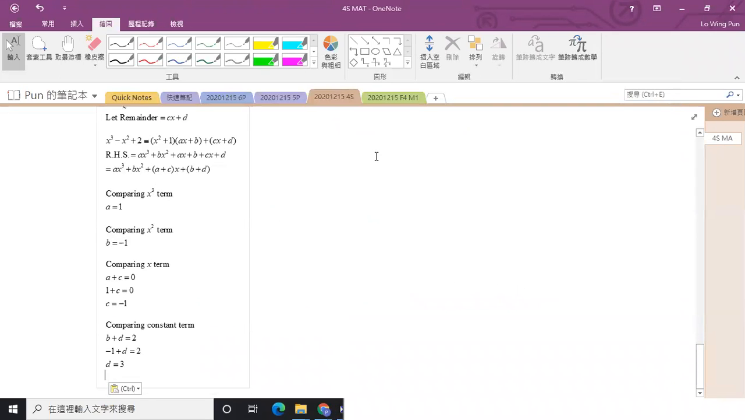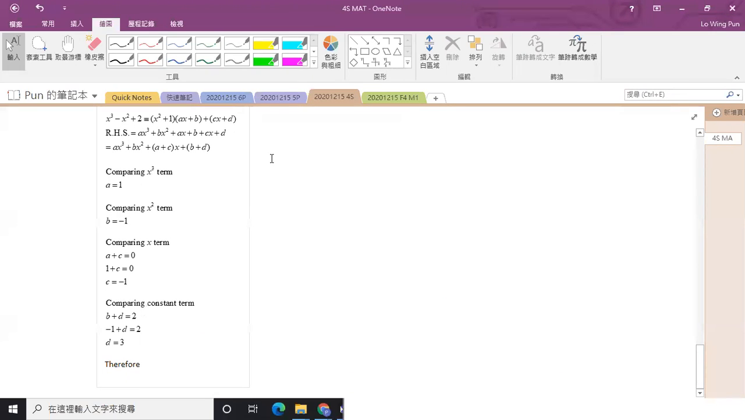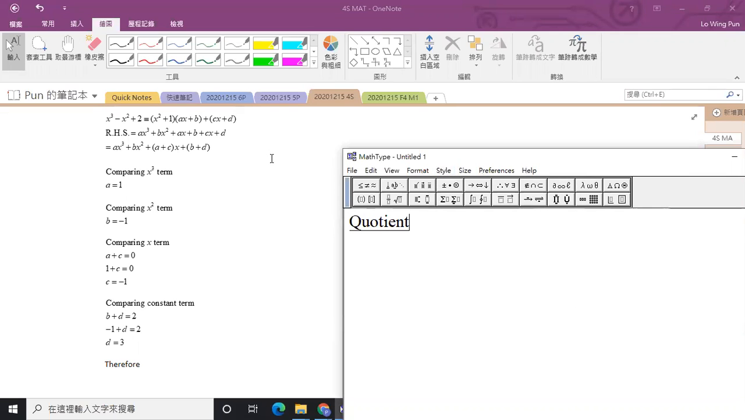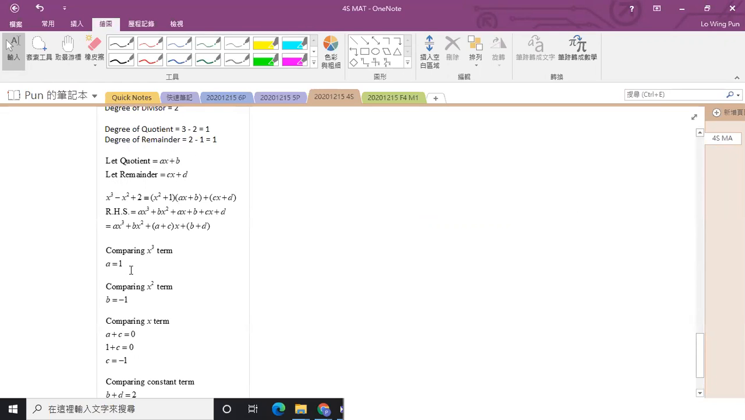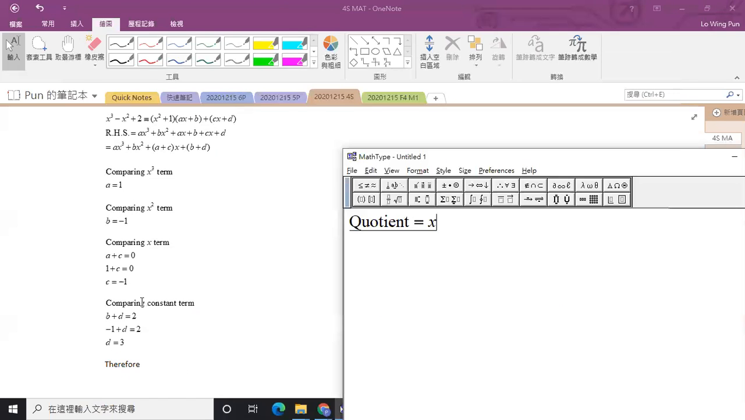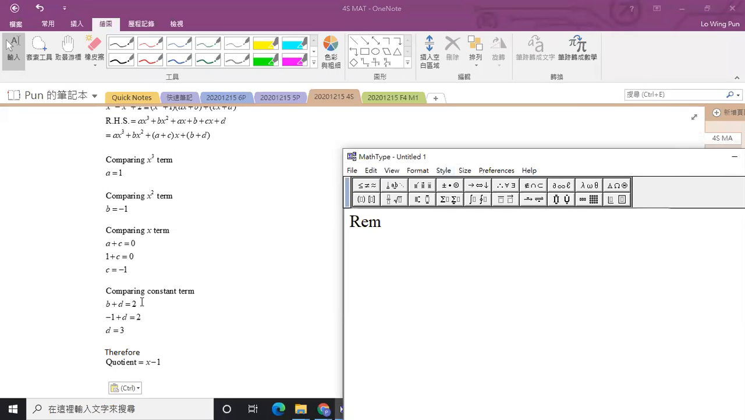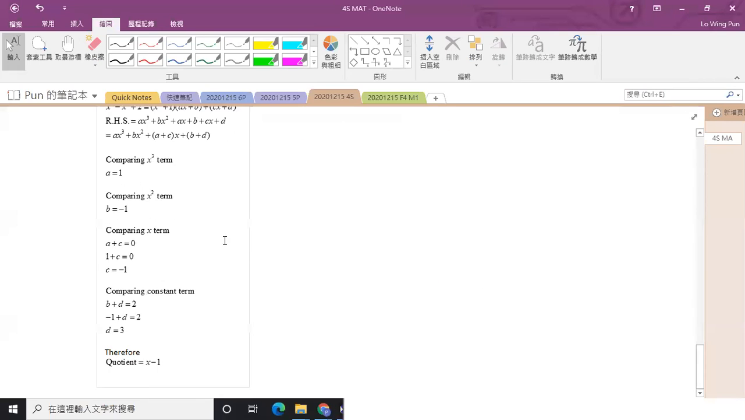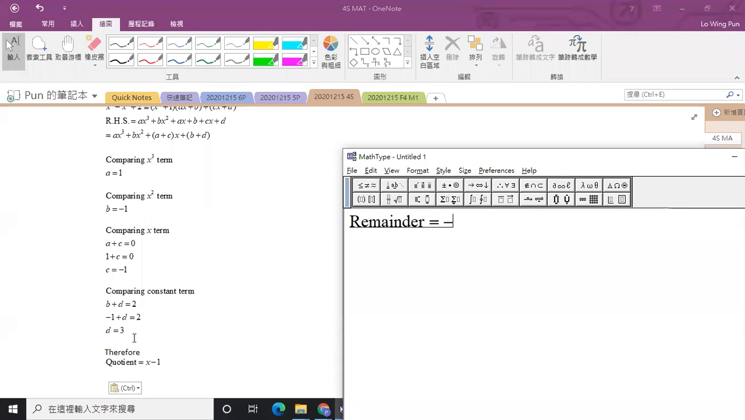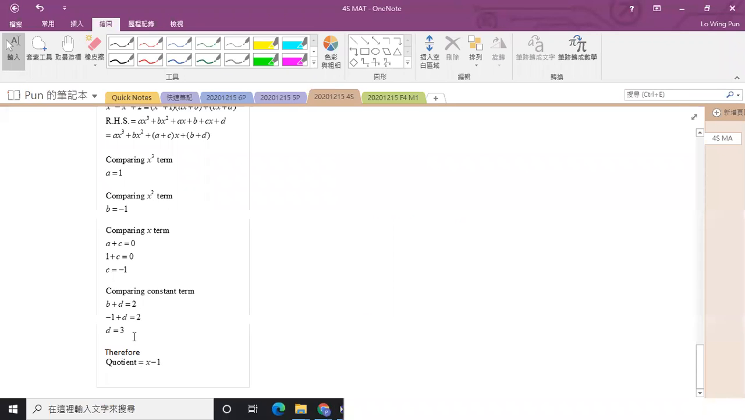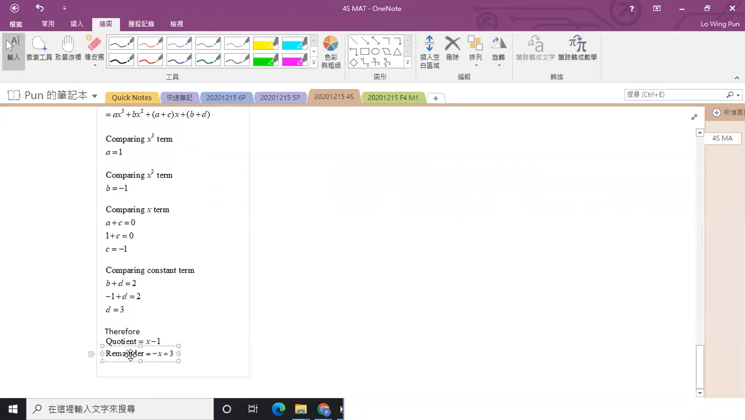Okay? A, B, C, D are all found, so we can answer the question. Therefore, the quotient should be equal to, what was it? The quotient is ax plus b, right? So that is 1x minus 1, x minus 1. And the remainder is equal to cx plus d. Cx plus d, that should be -x plus 3. Okay, -x plus 3. Okay, so that is the final answer.